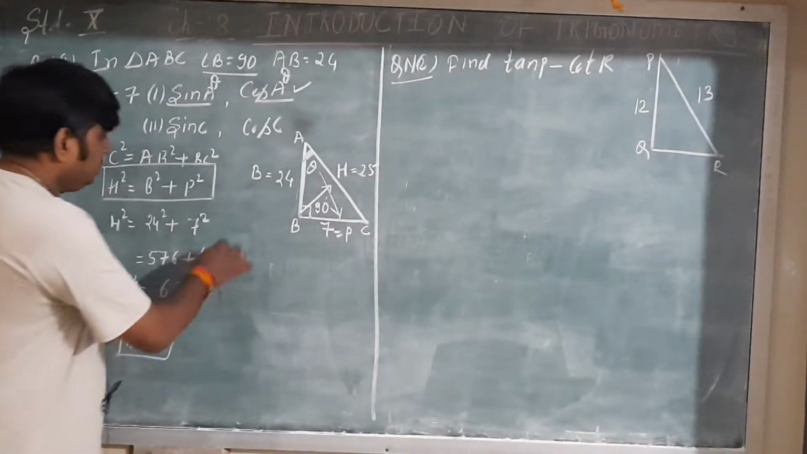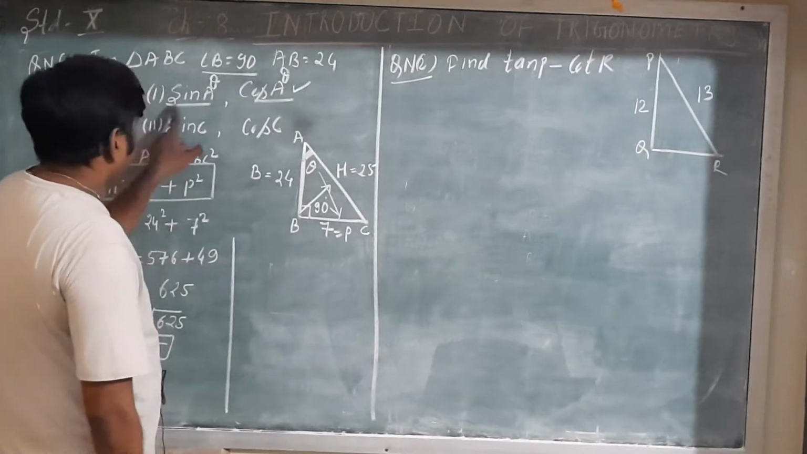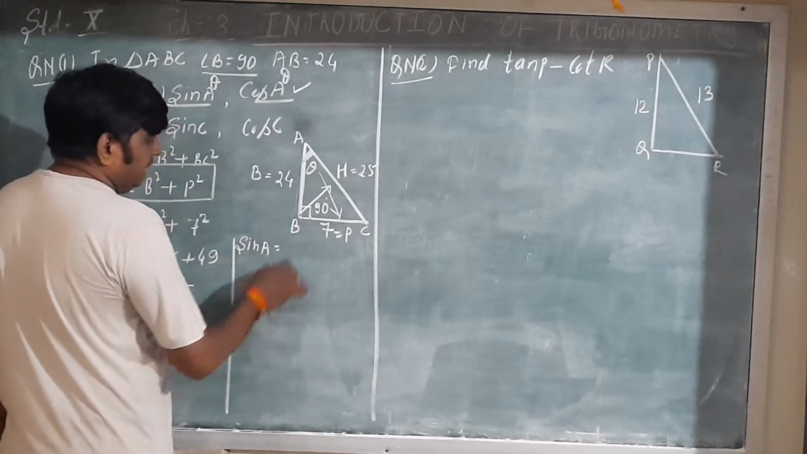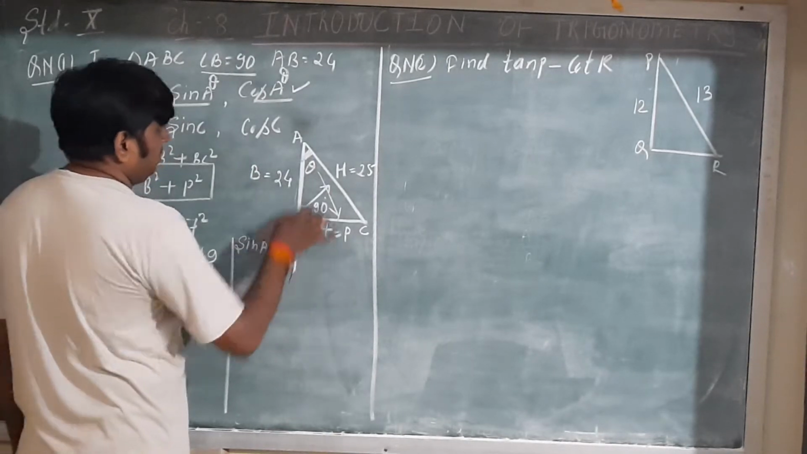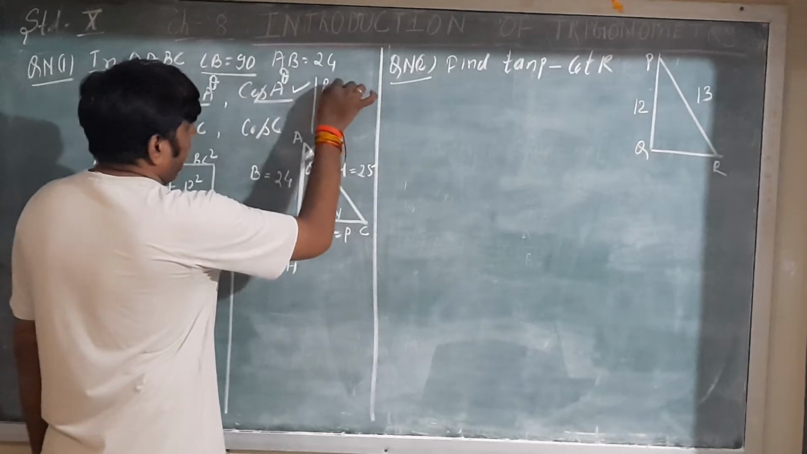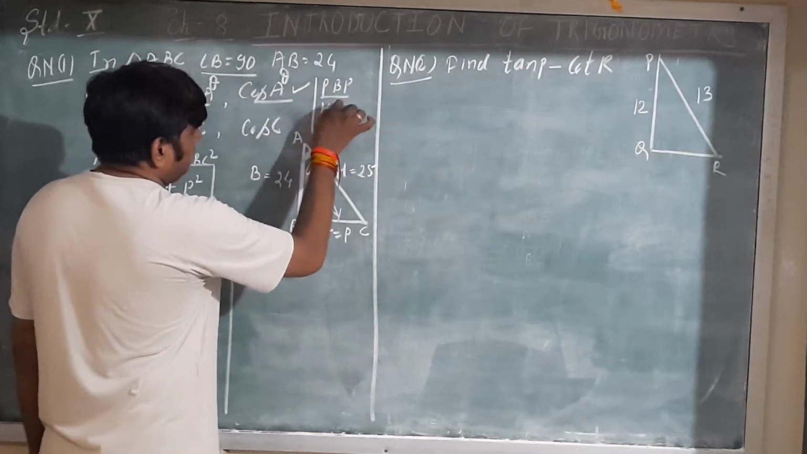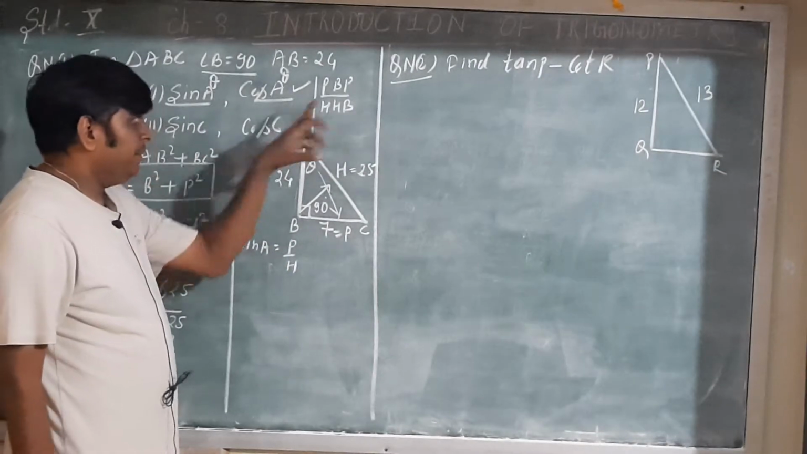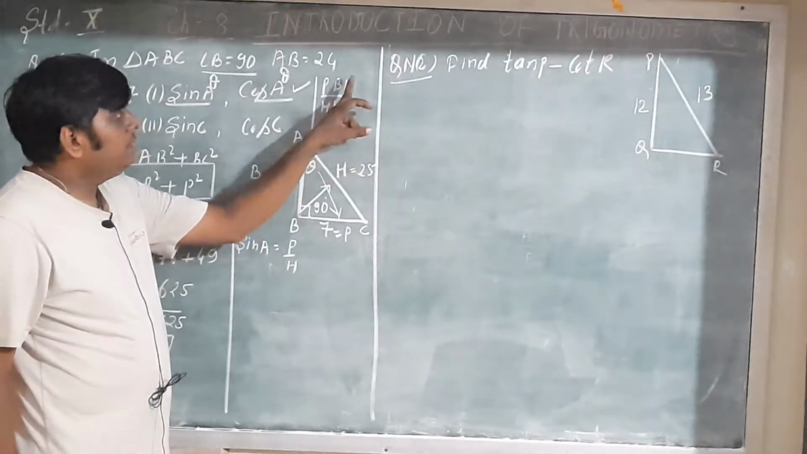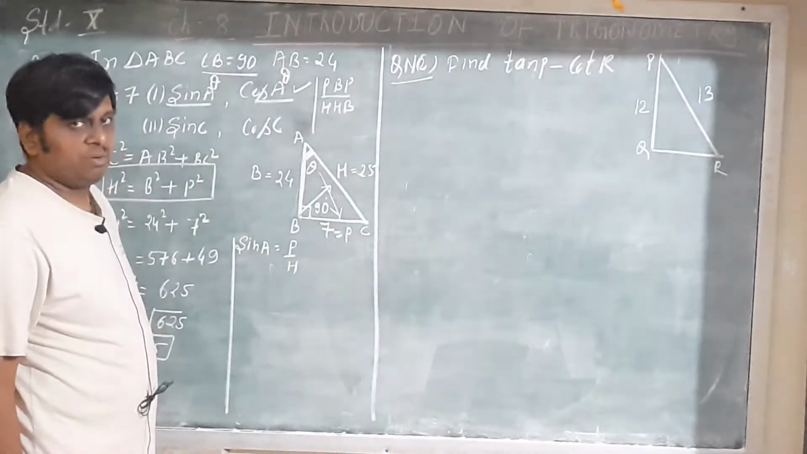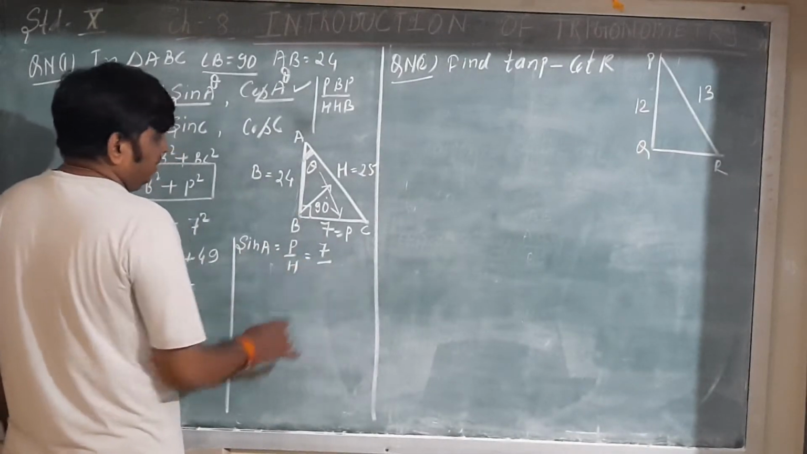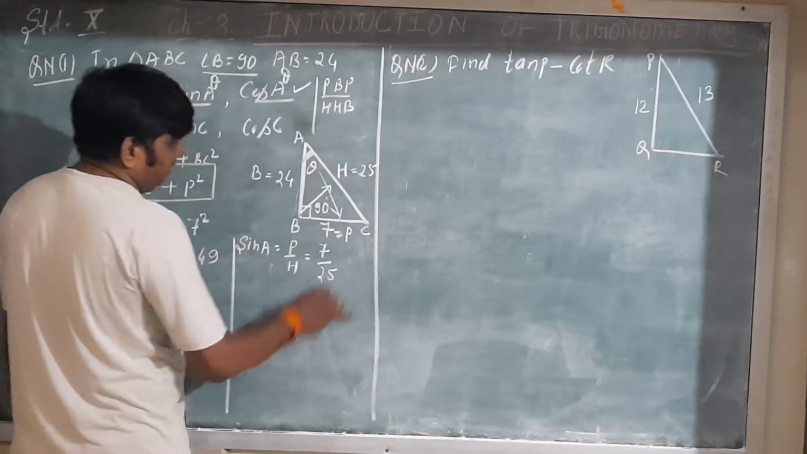Now you find sin A, cos A. The formula of sin A is P upon H. Perpendicular upon hypotenuse is sin, base upon hypotenuse is cos, and perpendicular upon base is called tan. So P upon H: the value of P is 7 and the value of H is 25.